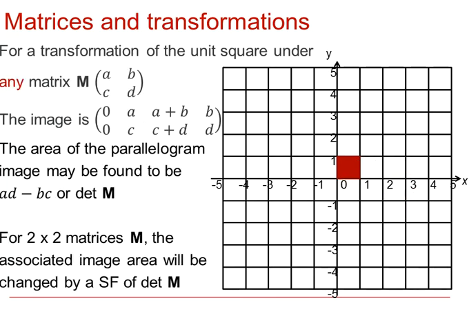In fact, when you try a number of examples, you will see that for the transformation of a unit square under any matrix M, (a, b; c, d), you will get the image (0, 0), (a, c), (a plus b, c plus d), (b, d). The area of the resulting parallelogram image may be found to be ad minus bc, in other words the determinant of that matrix. For 2 by 2 matrices M, the associated image area will be changed by a scale factor of det M.